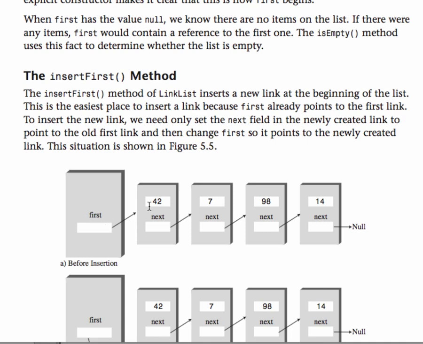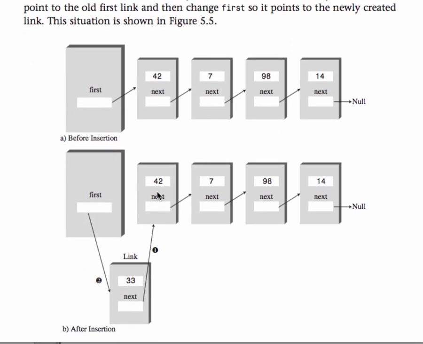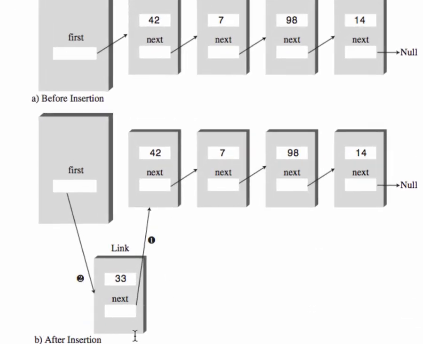So this is my first, which points to this link, which has the number 42 in it. Then this thing points to the next one, which has the number 7 in it, etc., etc. The last one doesn't point to anything. That one's equal to null. Okay? So now what we're going to do is try to insert a new link where this one is. So all we have to do is a couple of steps, and the order of these things matters.